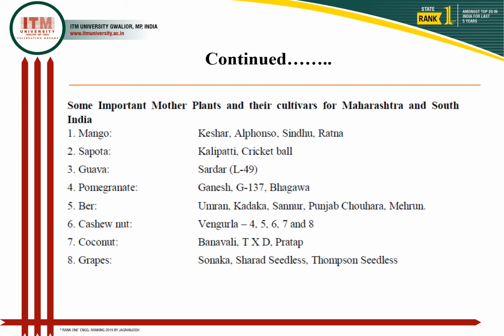In guava, Sardar guava or even Allahabad Safeda, Lalit varieties are some important and common commercial varieties. In pomegranate, Ganesh, Bhagwa, G137. In ber, again Umran, Kadaka, Sanaur 1, 2, there are many variants, and Punjab Chhuhara, Maroon are some common ones. In cashew, the Vengurla series, many of them like 4, 5, 6, 7, 8 are well adapted, and coconuts have a wide range of variations. In grapes, you can go for Sharad Seedless, or Thompson Seedless, Bangalore Blue, Beauty Seedless. These varieties are well accepted in different regions.